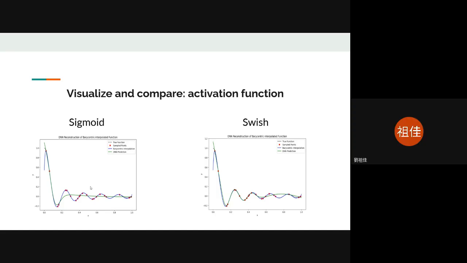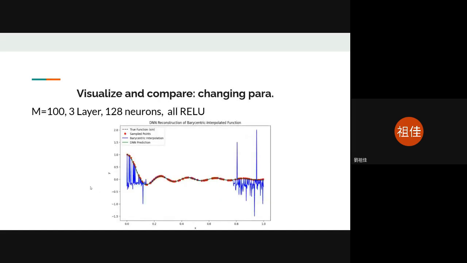And the Swish function is slightly better than the other functions in this case. So it works better in this case. But after changing different parameters, that's one of the ways that I tried to let the DNN prediction fit the original function. So I chose the big M equals 100, the sampling points to 100, and I use the ReLU function and 128 neurons. Yeah.